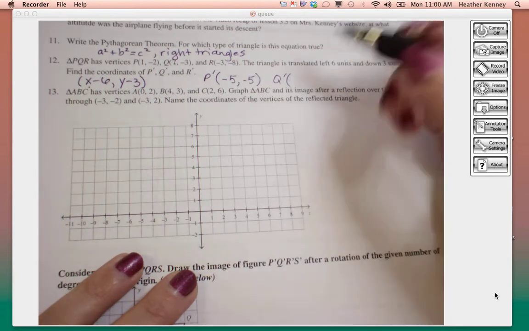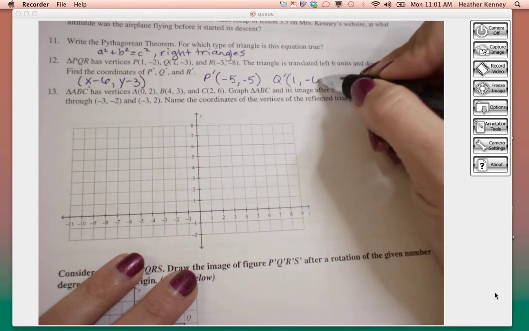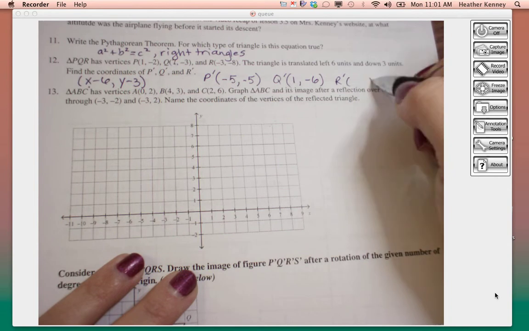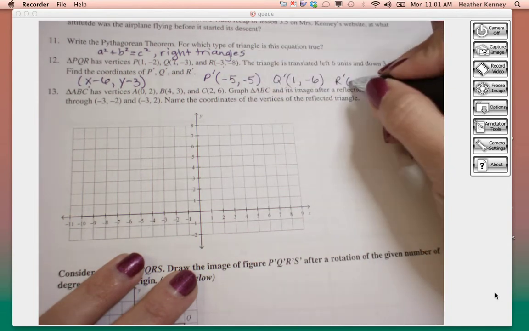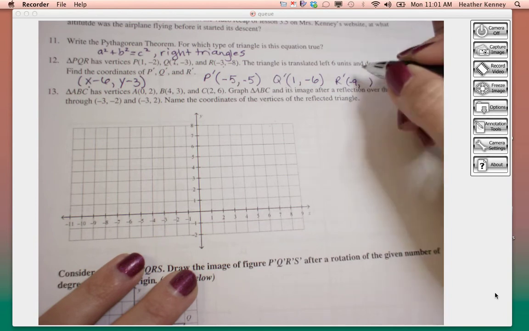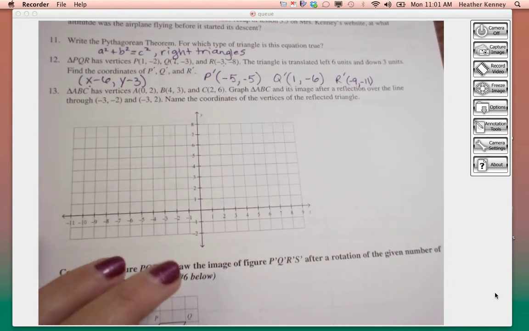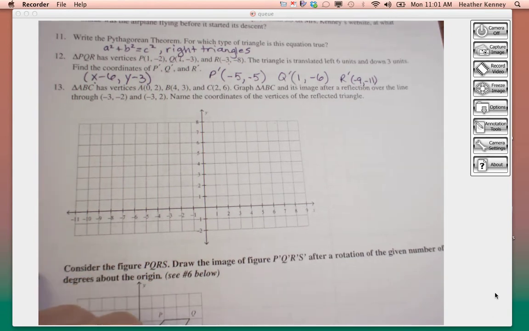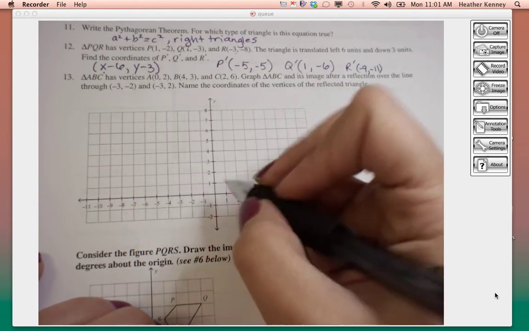Q prime. Q was (7, -3). So 7 minus 6 is 1. -3 minus 3 is -6. And then R prime. R was (-3, -8). -3 minus 6 is -9. And -8 minus 3 is -11. There's your 3 new points. And if you had graphed it and translated it, you would have gotten the same 3 points.